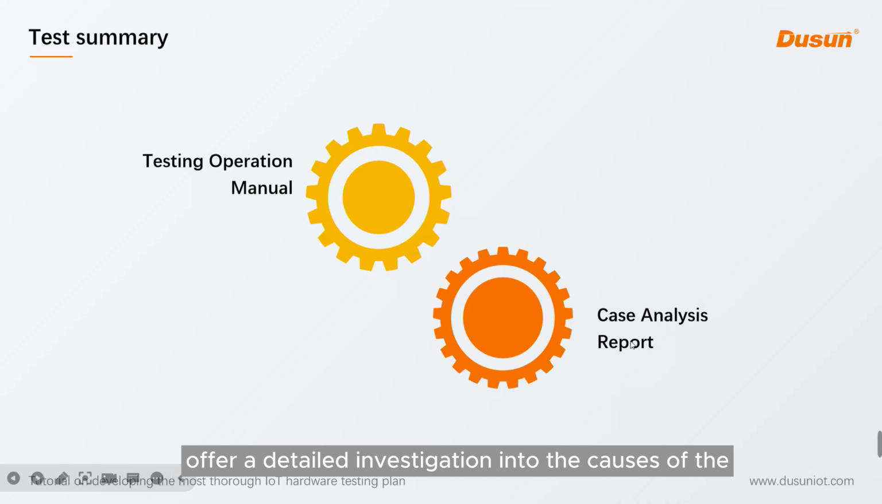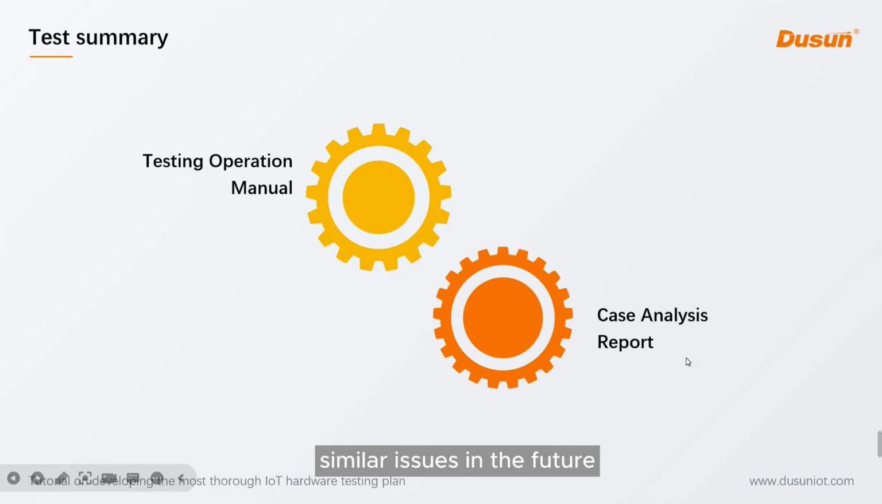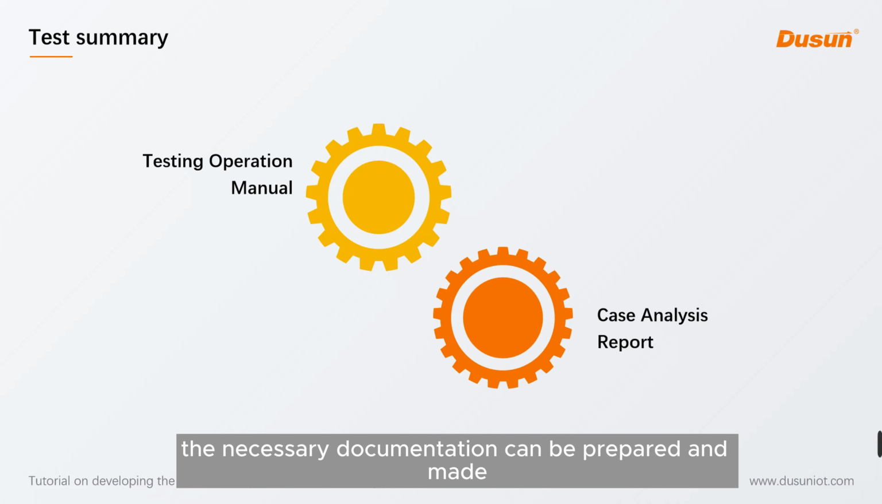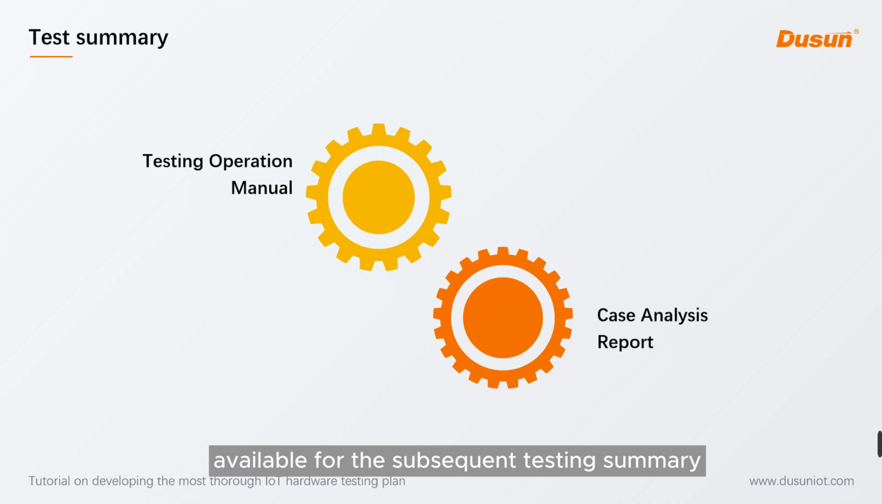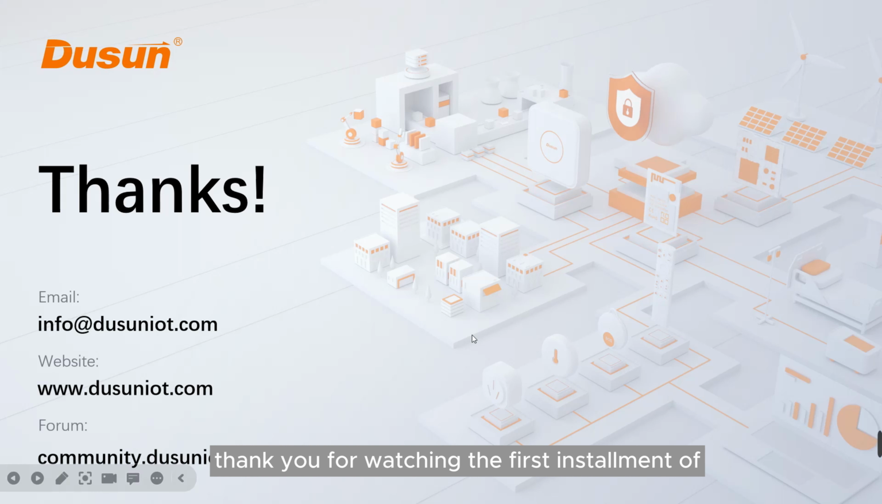These reports should offer a detailed investigation into the causes of the errors and the actions taken to address them. They will be instrumental in understanding common errors and formulating strategies to prevent similar issues in the future. By clearly defining these expectations within the testing plan, the necessary documentation can be prepared and made available for the subsequent testing summary.